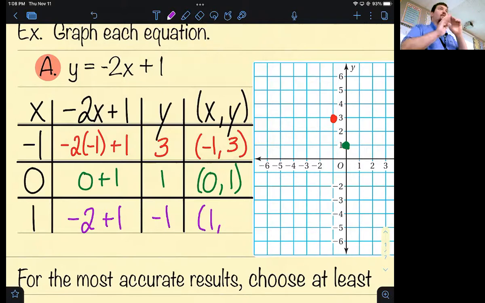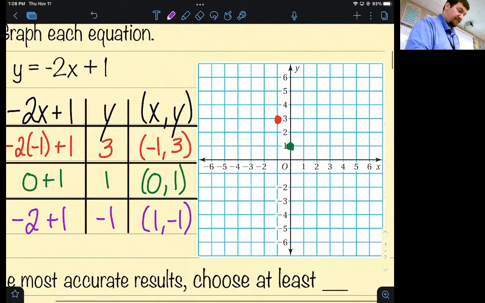We'll have a name for this later. It's called the input. That's what I'm inputting in. And then that outputs the y coordinate. So I input a +1, it outputs a -1 for the y coordinate, and then I go over and graph that on the coordinate plane: 1, -1. And if these line up, that means I did it right. Do they line up?